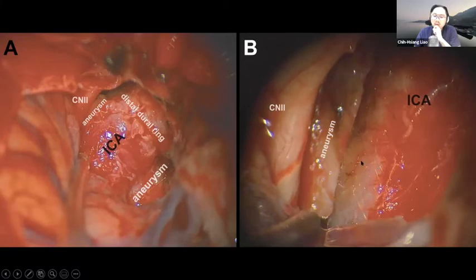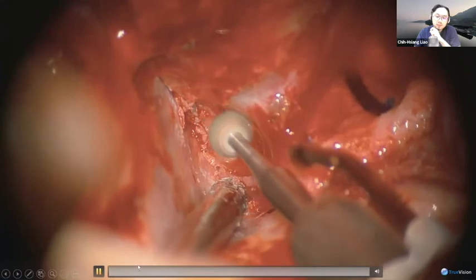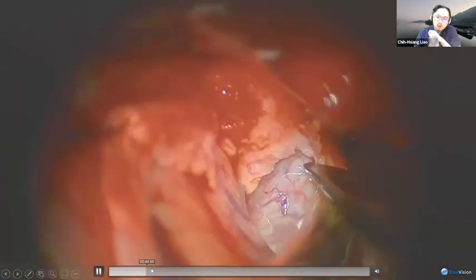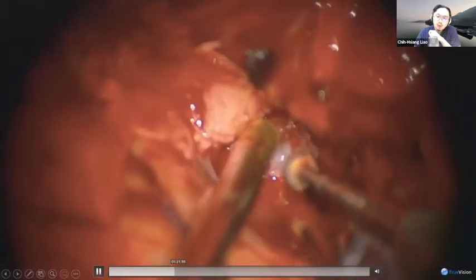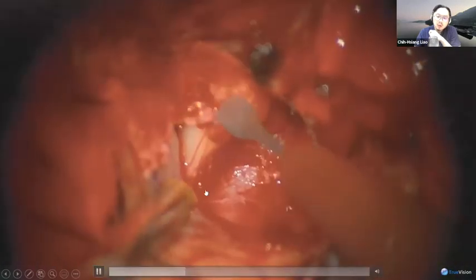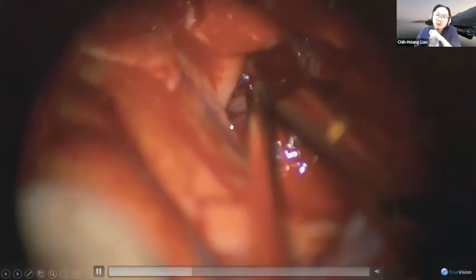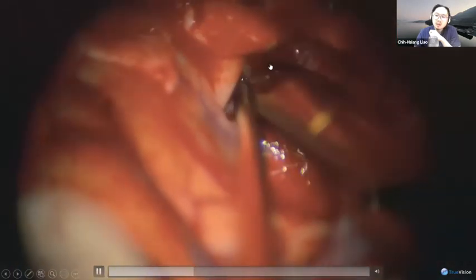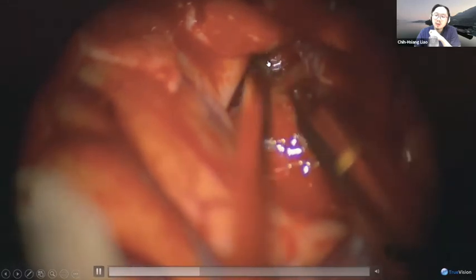We are okay. There's a surgical video. I can skip a little because of the time. I cut the falciform ligament, and the same this time. I cut the distal dural ring. On the medial side, this is the carotid cave.